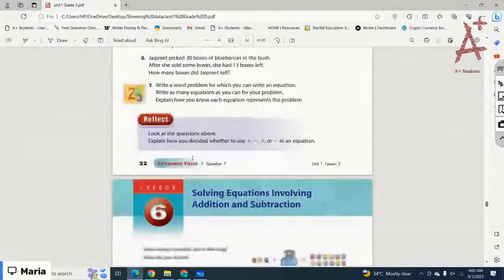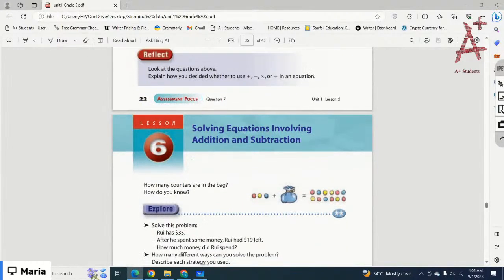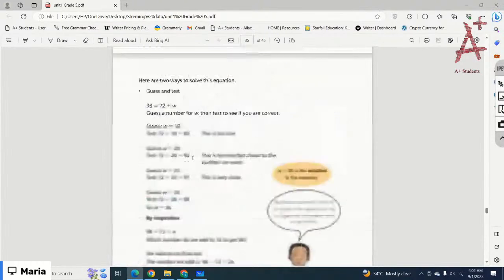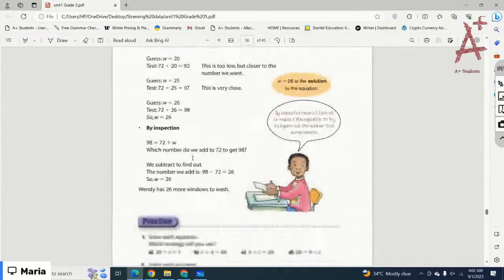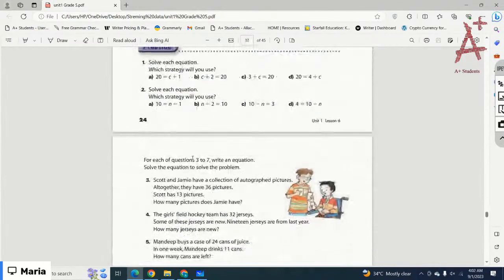Okay, here I'm on lesson 6 from unit 1, solving equations involving addition and subtraction. Let's just start with the practice questions. Solve each equation. Which strategy will you use? The first one is 20 equals c plus 1.